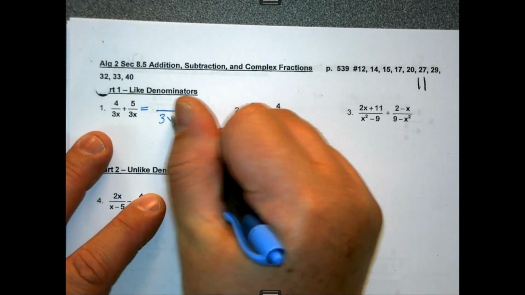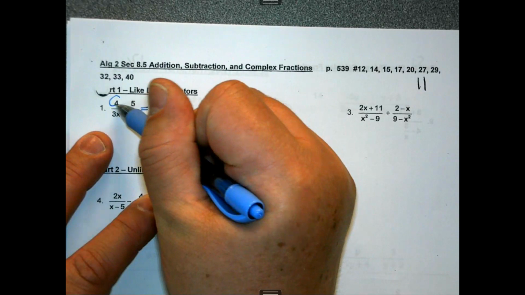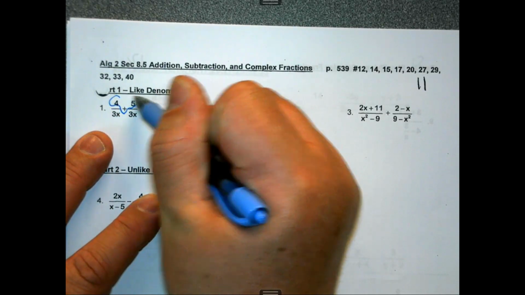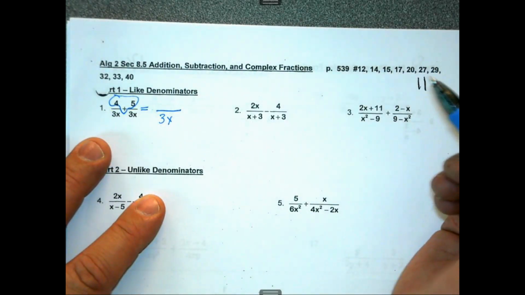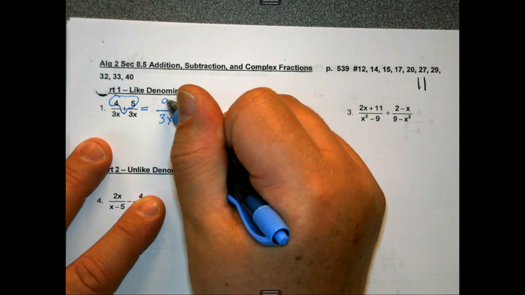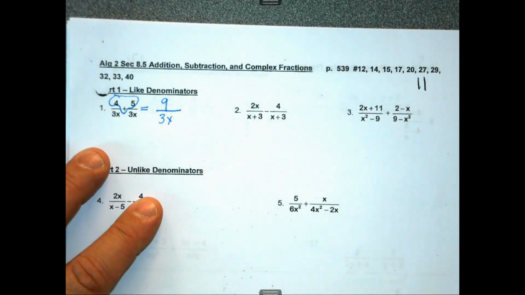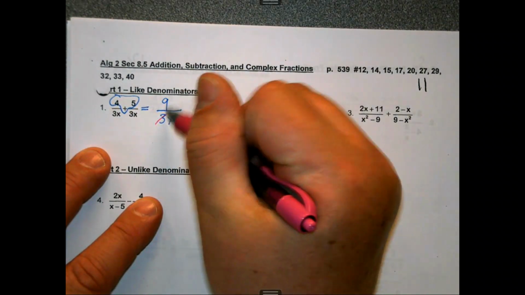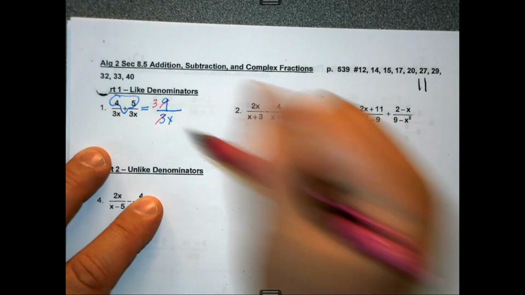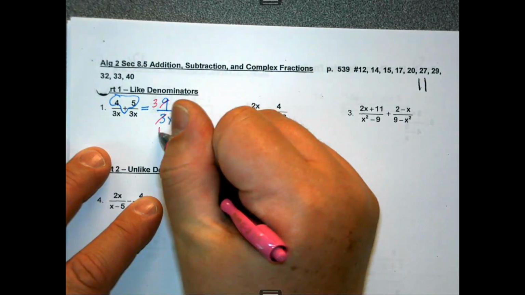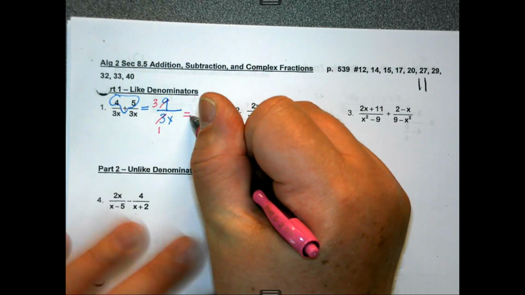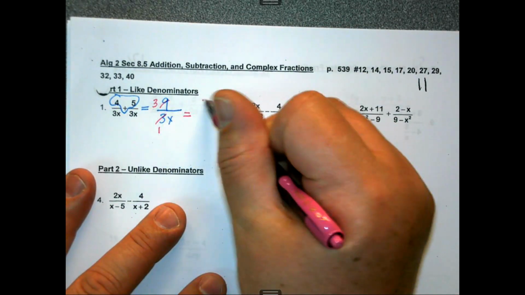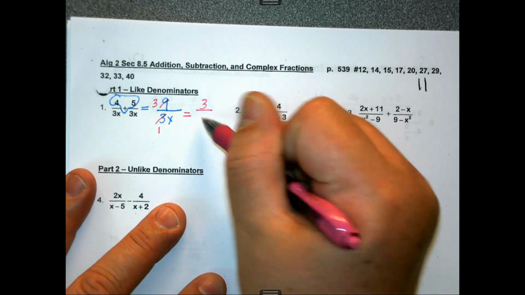3x. All we have to do is not multiply, add our numerators, 4 plus 5, 9. And 3 goes into 9 how many times? 3 goes into itself once. So my answer here is 3 over x.